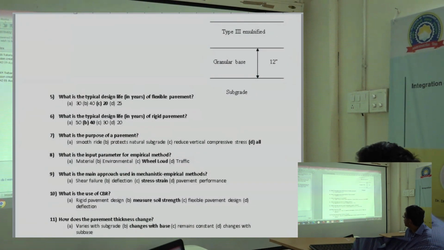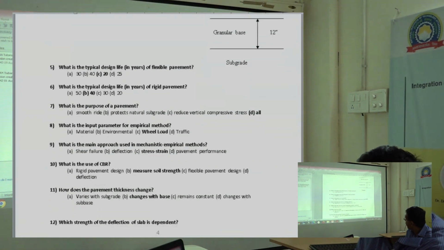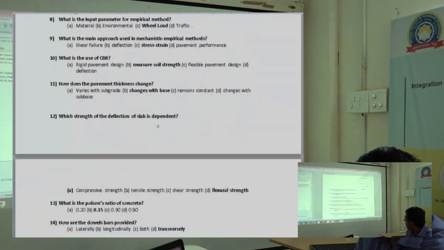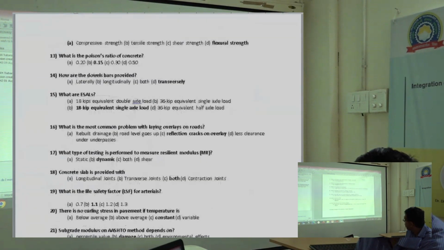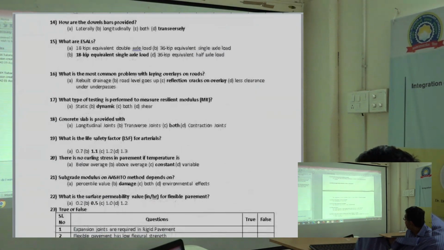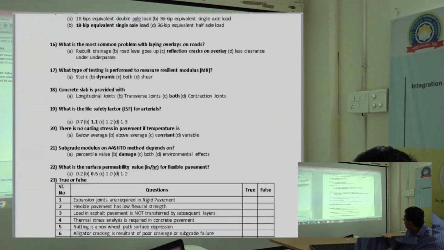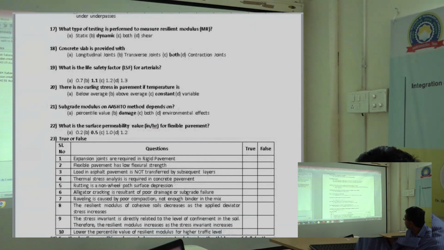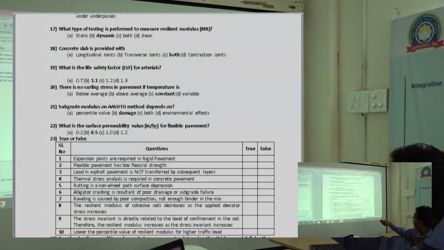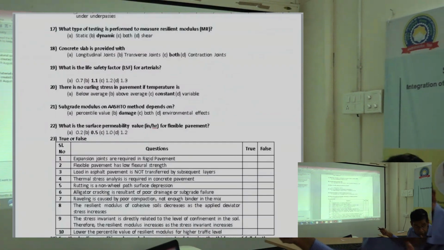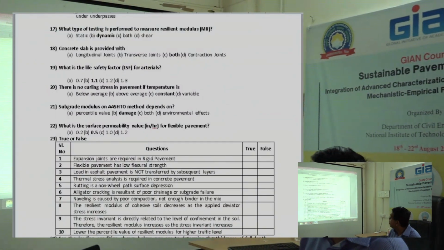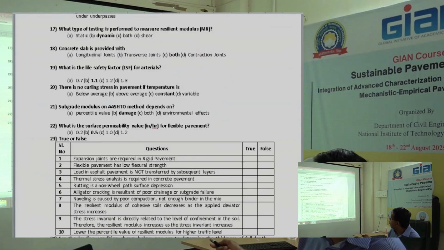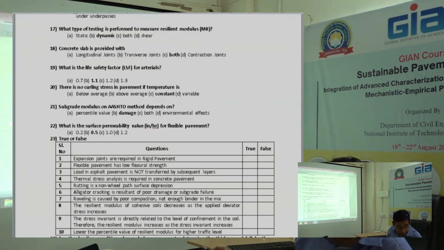All right, let's go to this typical design life. You have around 25, 30. Purpose of the pavement, input parameters that are given to you, doing the base. Let's go down a little bit. Okay, for arterials, it's given to you, no curling. So if there are no curling stresses, if the temperature is constant, that is correct. Substrate modulus on AASHTO depends on the damage. We calculate the damage equation that's given to you. What is the surface permeability value? That was 0.5, it was in the slide.